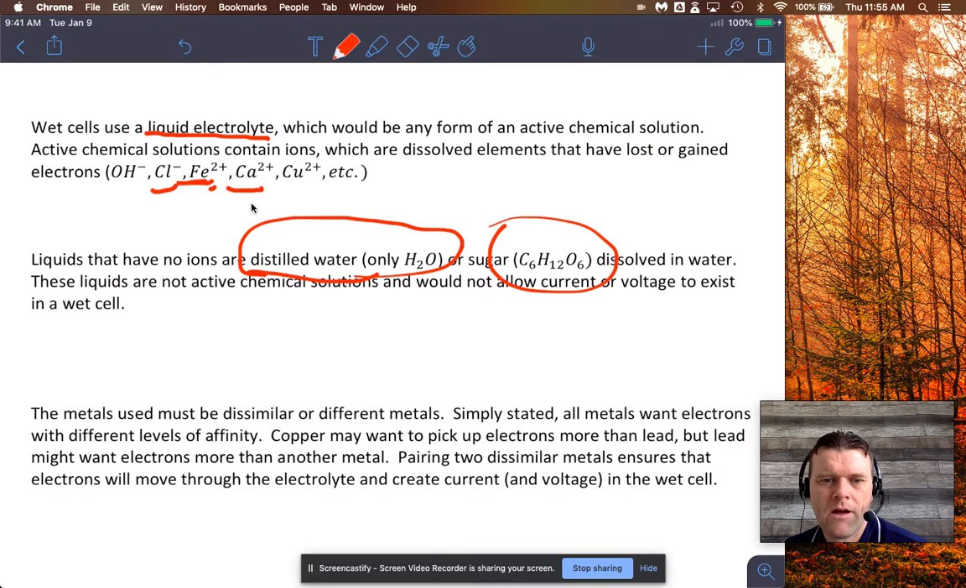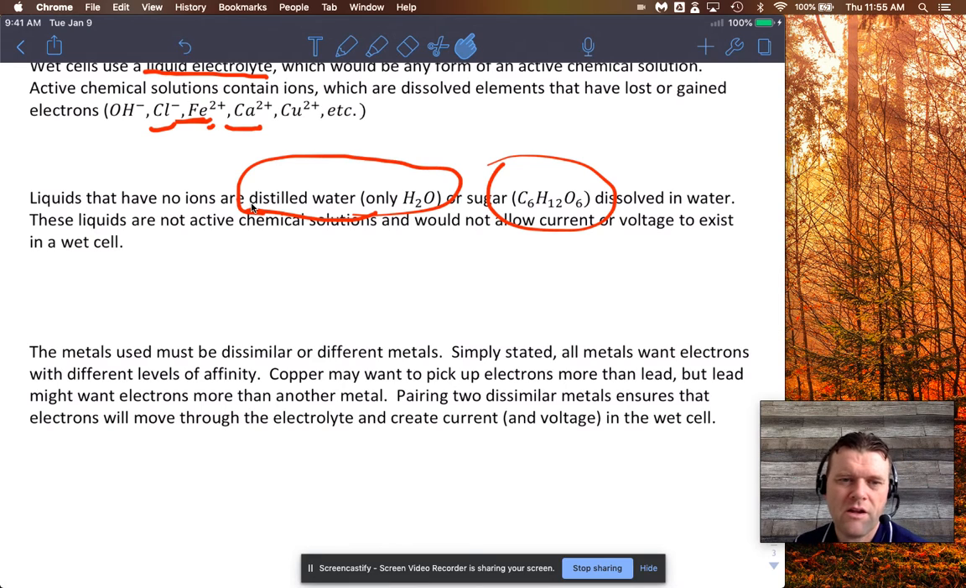So the last part here is just a summary again of what we've discussed. Metals need to be dissimilar, or just different, okay? The term is affinity. We don't go into that very much in Science 9, but as you take higher levels of chemistry, you'll learn about electronegativity and the properties of metals, and how some want to pick up electrons more than others. But the main thing is, for a wet cell to work, you need two different metals. And the names are kind of hidden in that if you pay attention to different types of batteries.